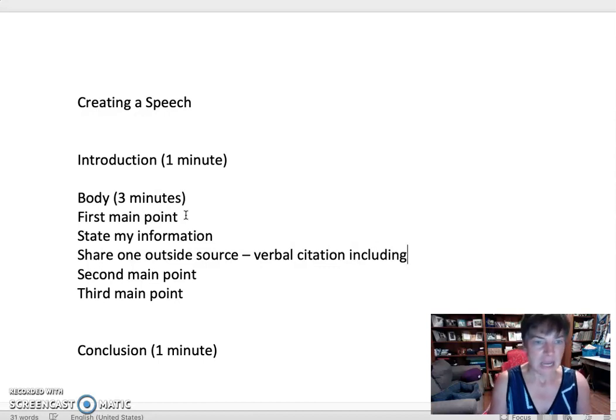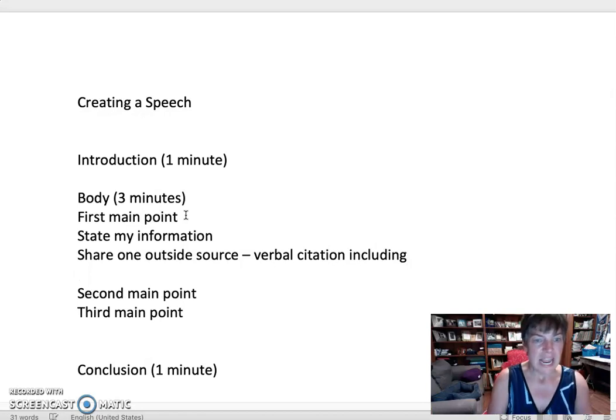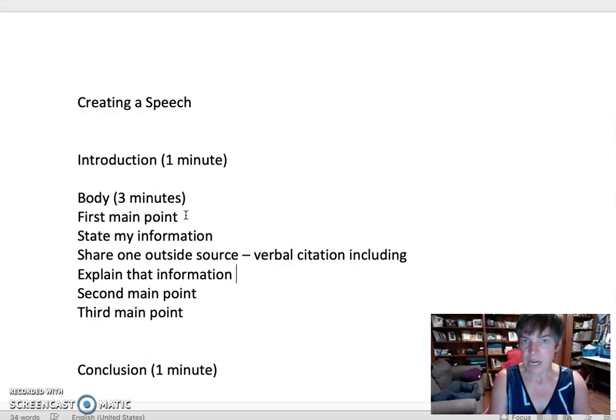And we're going to practice that here. So I'm going to share that information, verbally cite it, and then explain that information. Just because I share a quote or a fact from an outside source doesn't mean the audience will automatically get it. You need to take a moment and say what this quote means, or what this says, or how this proves this point. You need to explain that information.